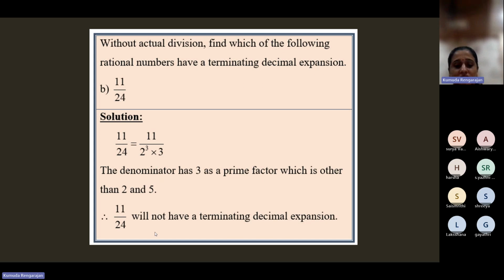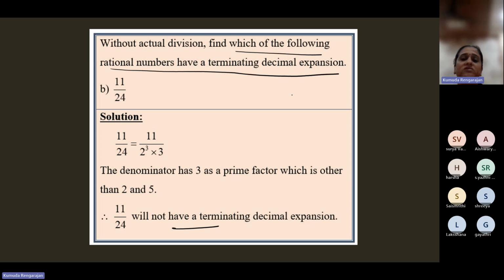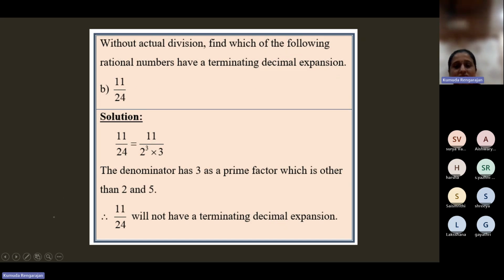See, we give this answer because the question is, find which of the following rational numbers have a terminating decimal expansion. The question is, which of the following have a terminating decimal expansion? So you'll have to say if it has a terminating decimal expansion or not. Whether it has or not. So this one will not have a terminating decimal expansion. That means it has a non-terminating repeating decimal expansion. The denominator has 3 as a prime factor, which is other than 2 and 5. Therefore, 11 by 24 will not have a terminating decimal expansion.